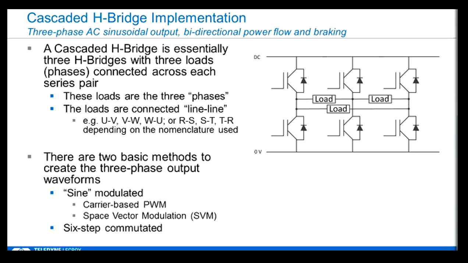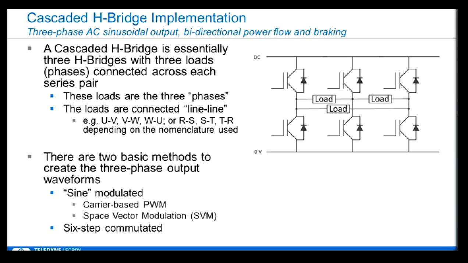Now, if I had one more leg and I have a three-phase, that's called a cascaded H-bridge. So that does the same thing that the single-phase case does, except now I'm controlling three different legs and three different power flows across the different phases independently at the same time. And on the output of the drive, these are commonly called U, V, and W, or sometimes R, S, and T. It depends. So from phase to phase or line to line, if this is U and that's V, this would be U to V, that would be V to W, and that would be W to U. And so it's typically called line to line or phase to phase.